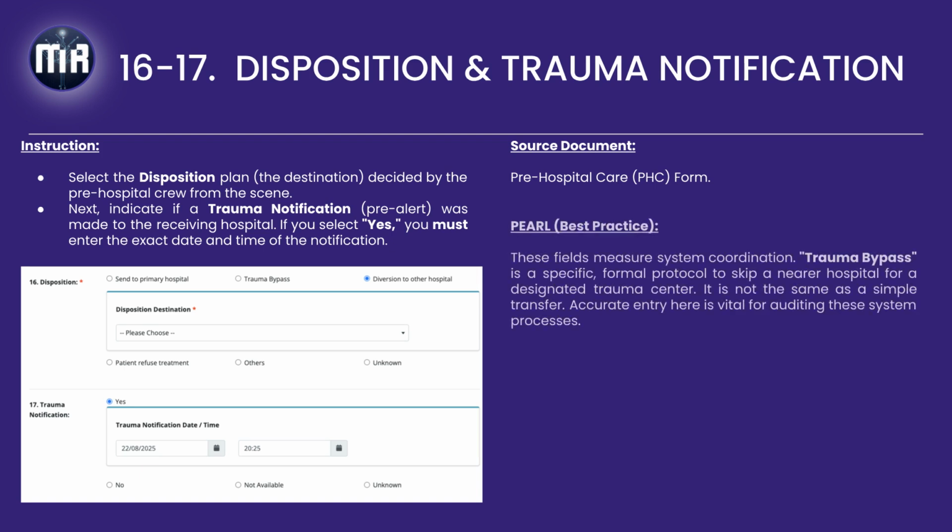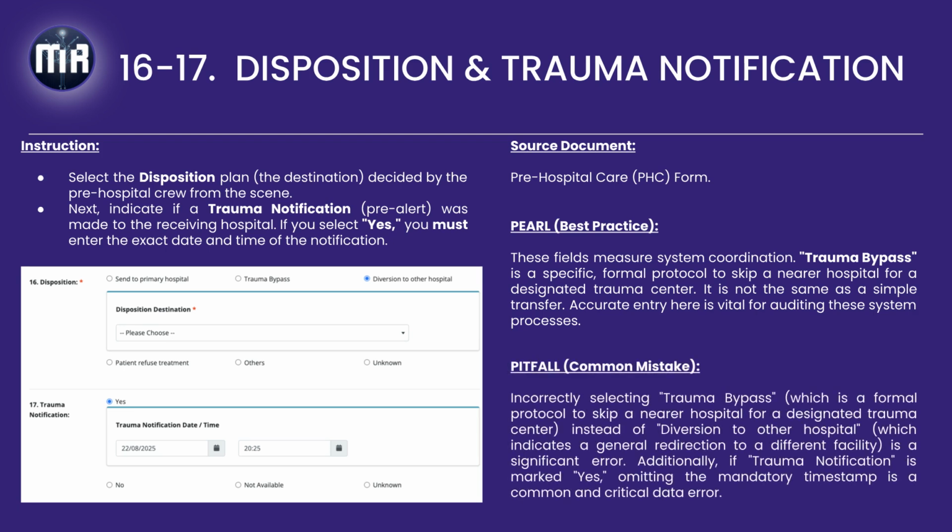The pearl, or best practice for this section, is to understand that these fields measure system coordination. Pay close attention to the distinct terms trauma bypass and diversion to other hospital. Trauma bypass is a specific formal protocol to skip a nearer hospital and transport the patient directly to a designated trauma center. This is not the same as a general diversion to other hospital, which indicates redirection to a different facility for other reasons. Accurate entry here is vital for auditing these important system processes.